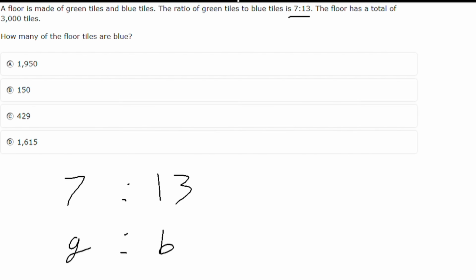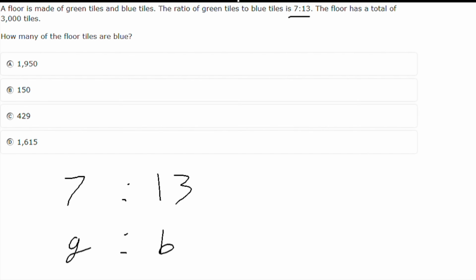If I multiply the total number of blue tiles by 3, I end up with 39 blue tiles. But whatever I do to one side, I have to do to the other side. So 7 times 3 is 21. So for every 39 blue tiles, I'll have 21 green tiles.